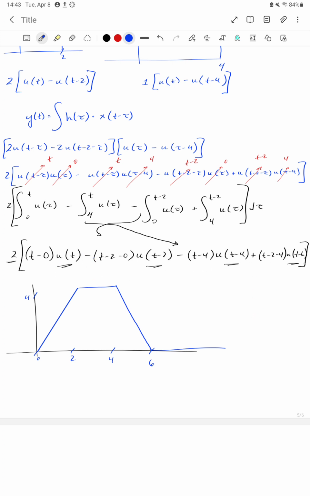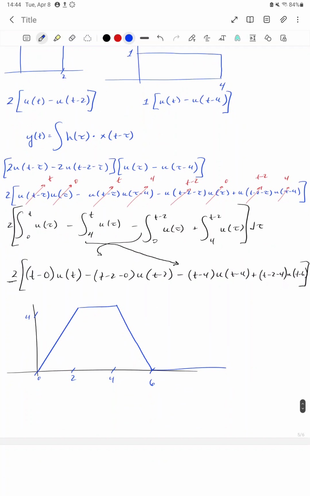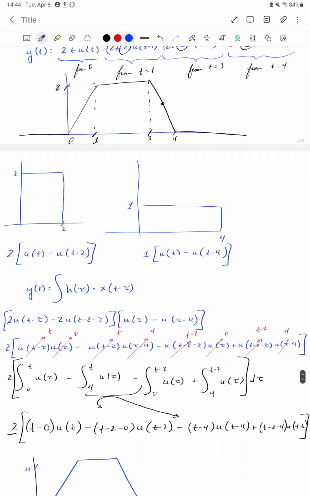Just remember to treat this as a piecewise function. That's essentially what your u of t's are doing. So just keep that in mind, and then if you want to follow the math through, you can. You could probably find this value here, if you wanted to. So that's another 2 rectangles convolution. So pretty much any 2 rectangles is going to create something like this, just from the nature of doing the convolution of those 2 together.